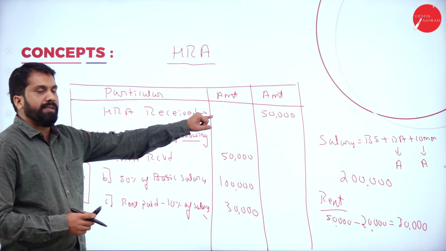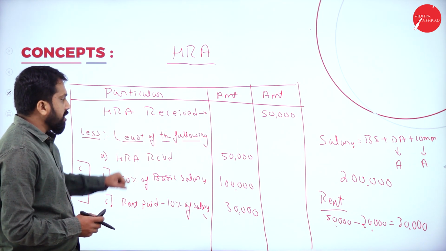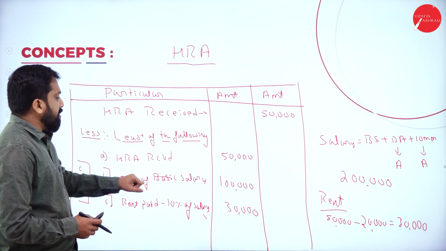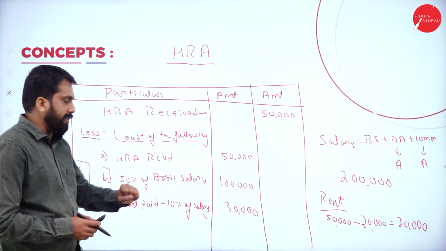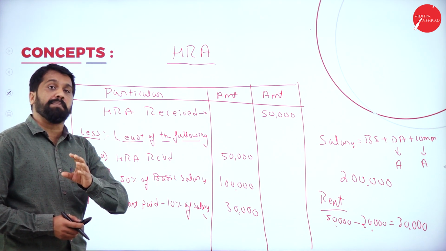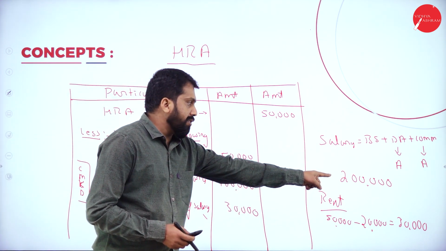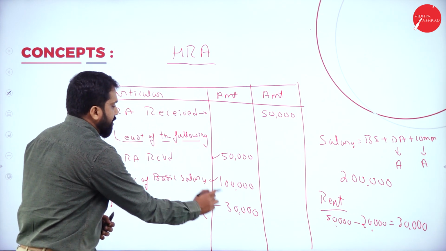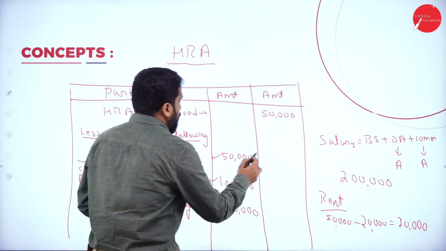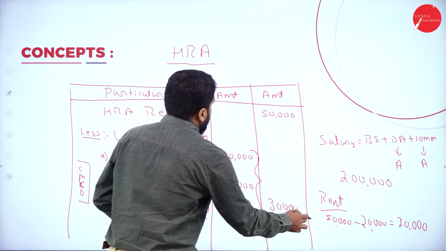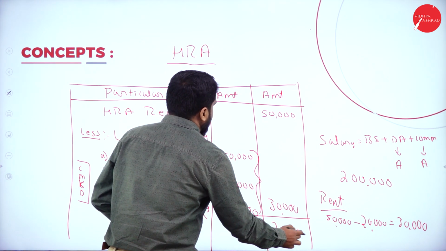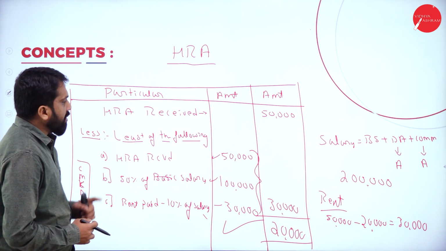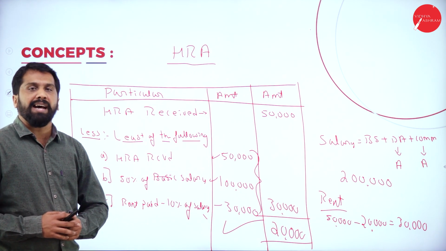Now, HRA received should come under outer column. Less, least of the following, whichever is less. HRA received, it is copy paste. 50% of salary, on your salary that 50%. Rent paid minus 10% of salary, whatever rent paid by you, minus 10% of your salary. Now, we have 50,000, 1 lakh, 30,000, of which 30,000 is less. Out of these three, 30,000 will go to outer column. 50 minus 30, this 20,000 is taxable. Clear? Like this, you have to do your calculation. If you want, you can take a screenshot. We'll go for the actual answer.